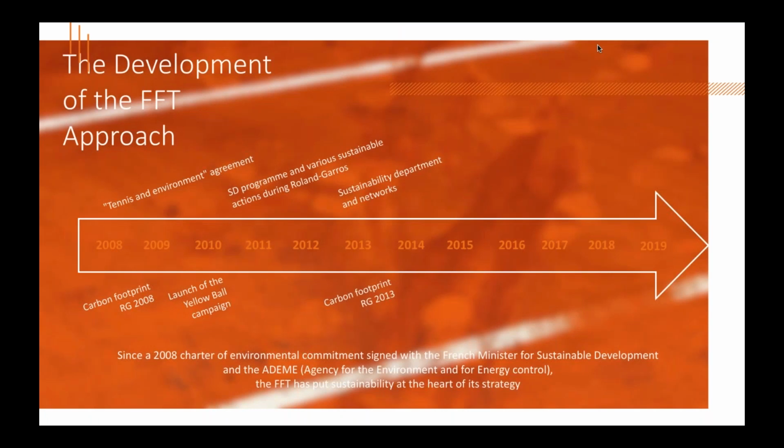Our approach has been in place for a long time. We began in 2008 with the signature of an environmental charter with the French Ministry of Environment, and we decided to measure our impacts and to reduce them. It was about the environment, especially. Then we developed our sustainable operations: waste sorting, green teams, eco-cups, reducing transport impacts, and we work on that.